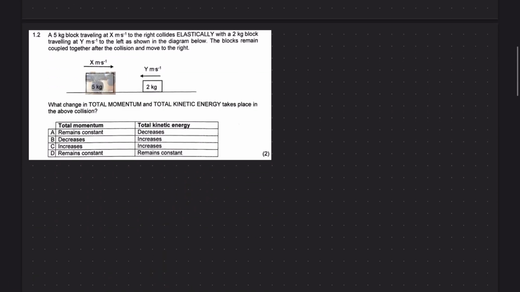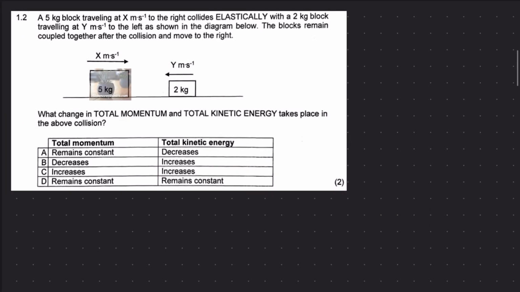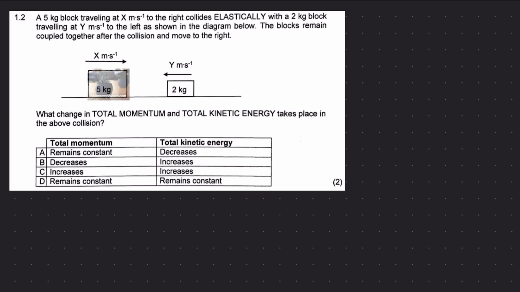Question 1.2. A 5 kilogram block traveling at x meters per second to the right collides elastically with a 2 kilogram block traveling at y meters per second to the left, as shown in the diagram. The blocks remain coupled together after the collision and move to the right. What change in total momentum and total kinetic energy takes place in the above collision? There are some important things we need to take note of that are going to make this solution really easy. First thing is that it's elastic.